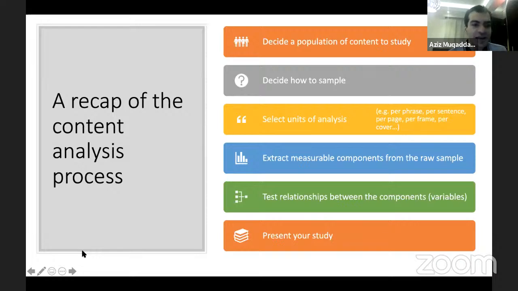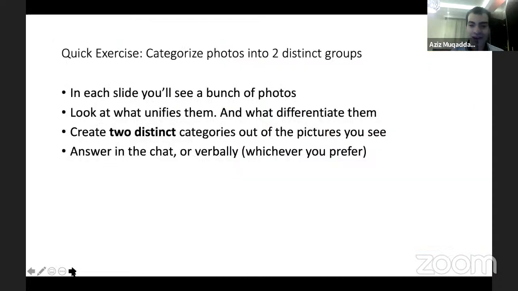So, is there anyone confused about how content analysis works? Do you have any questions from last week, or things that you thought were unclear, vague, or too complicated? Okay, cool. Because then we're going to talk about something different today.